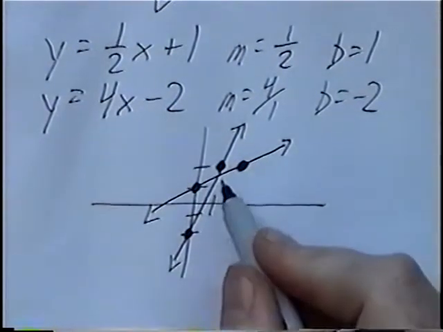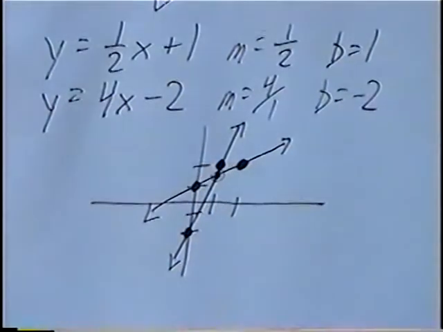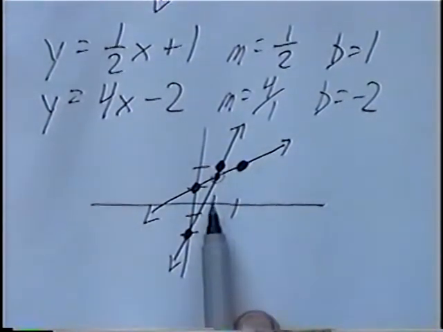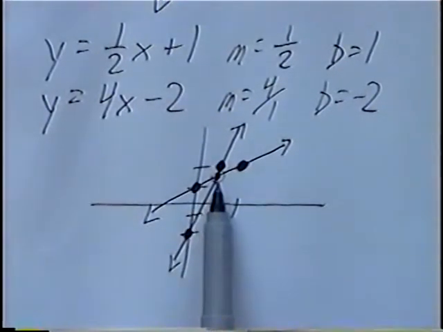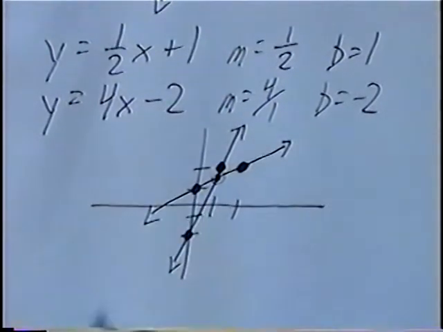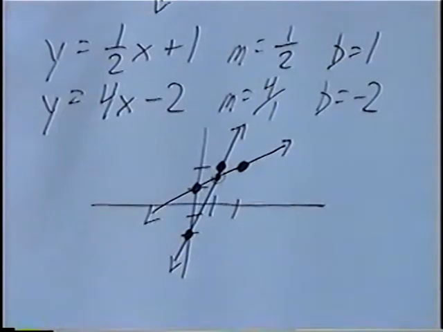Again, the solution to the equations is the point where the graphs cross. Using this graph, we cannot find the exact solution. The solution would be to the left of positive 1, so the x value would be less than 1, and the y value would be some decimal or some fraction between 1 and 2. But again, we cannot find the exact solution using this graph.